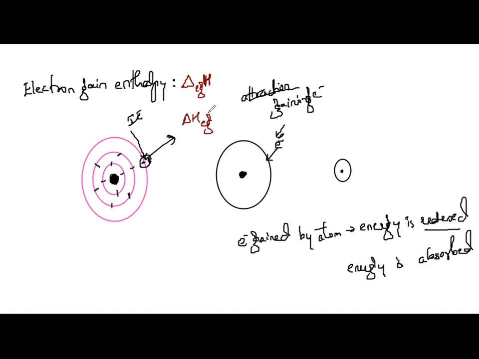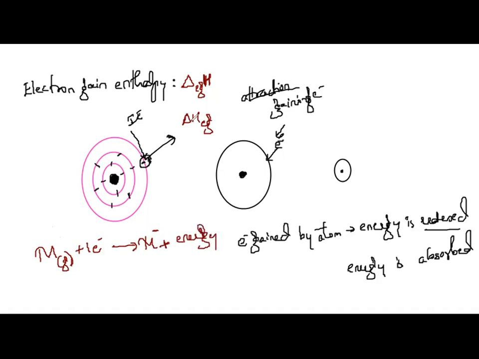When an electron is added to a neutral gaseous atom, suppose I have a neutral gaseous atom and I want to add an electron to it, when I add the electron, it gets converted to a negative ion. The enthalpy change accompanying the process, whatever energy change is there in the process, that energy change is called electron gain enthalpy.